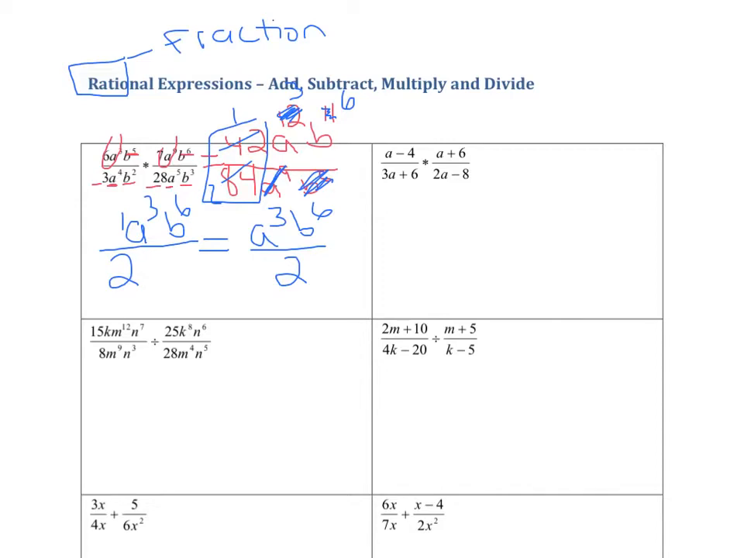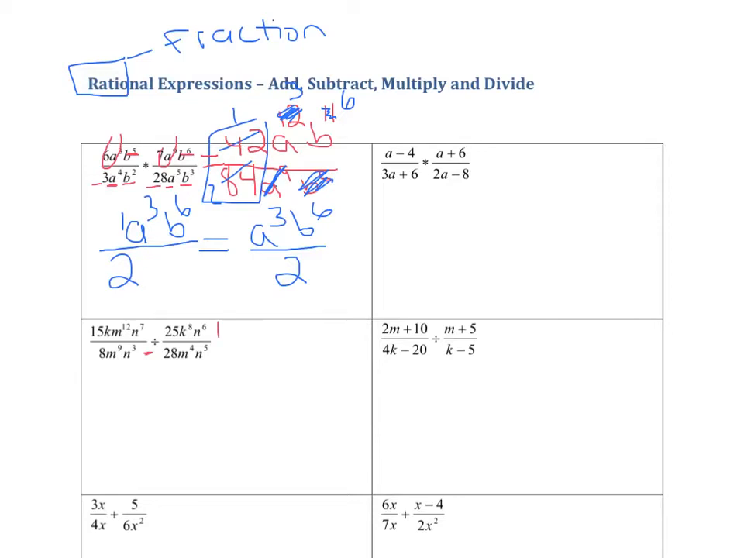Number 2, we're going to take a look. And since it's division, I need to change it. I need to flip it over. So division becomes multiplication by the reciprocal. So we're going to start and rewrite.